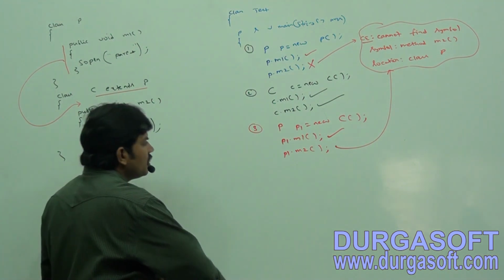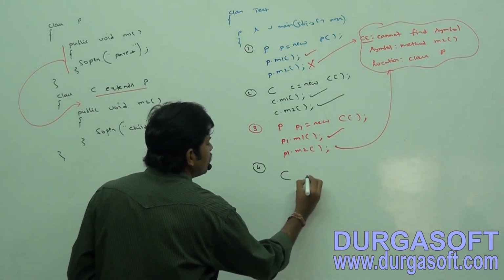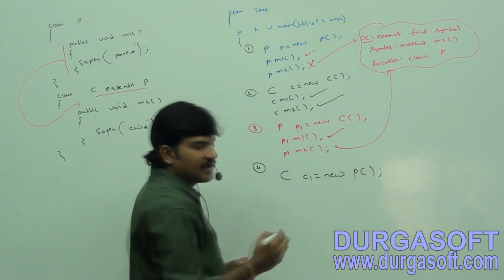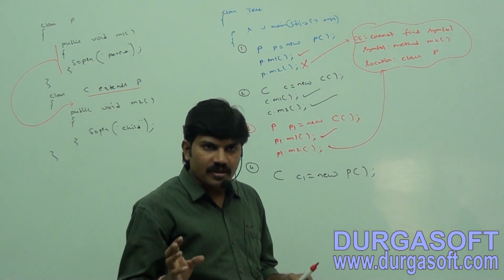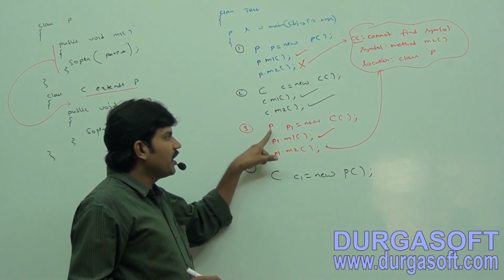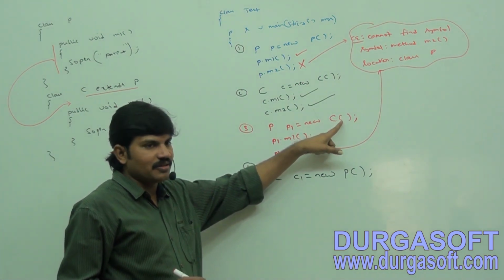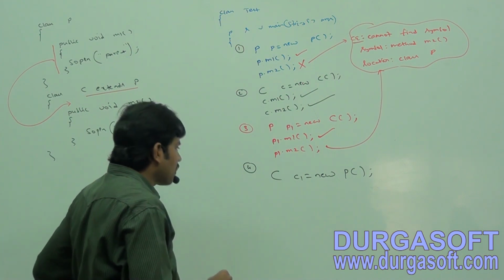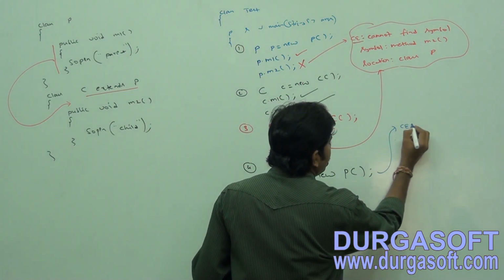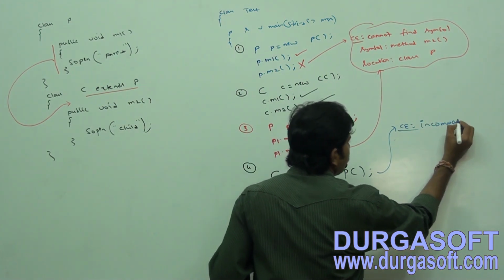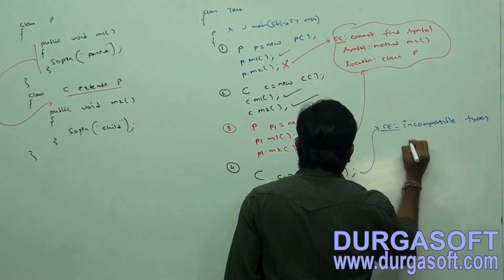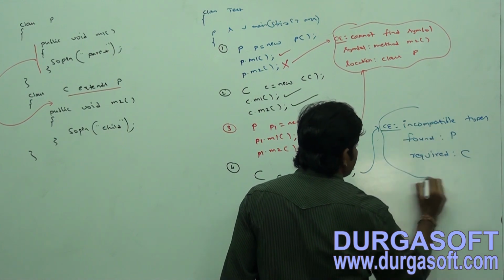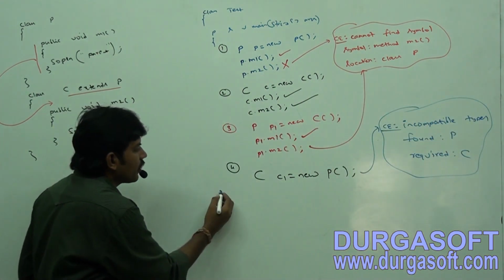Now, the fourth conclusion is very easy. Child C1 is equal to new Parent. Is it valid or invalid? Make sure a parent reference can be used to hold a child object, but a child reference cannot be used to hold a parent object. That's why immediately we get a compile time error saying incompatible types: found P, required C.